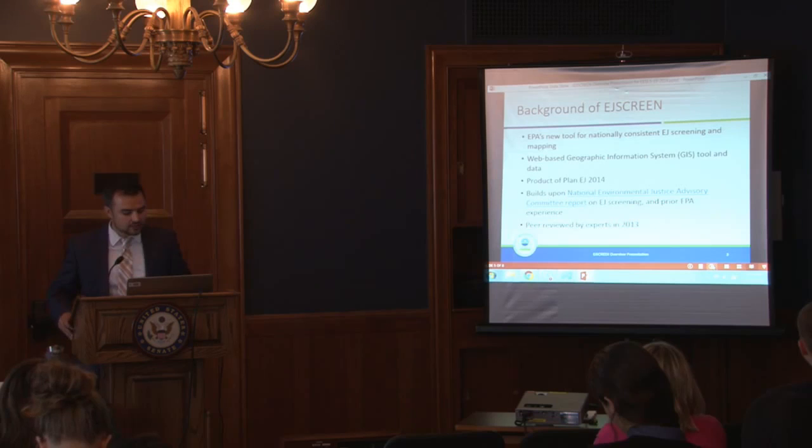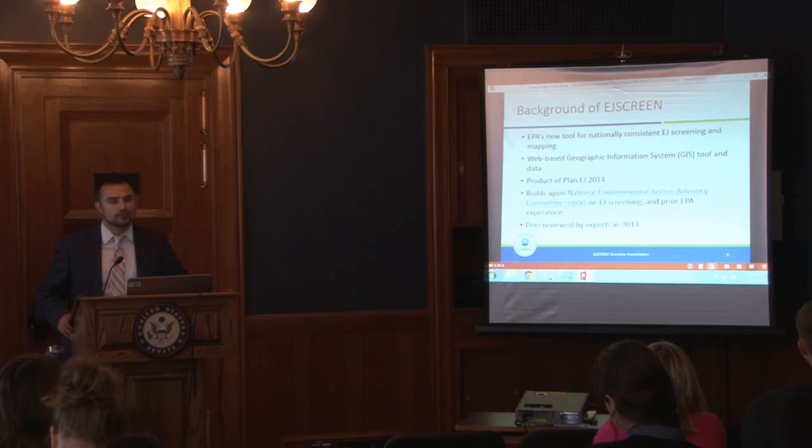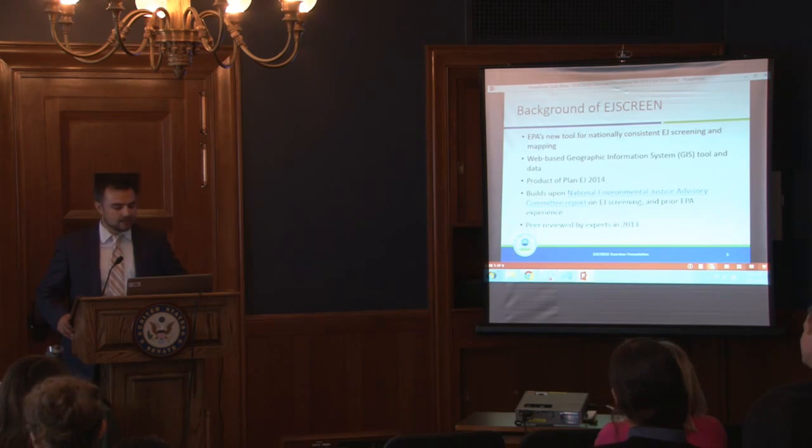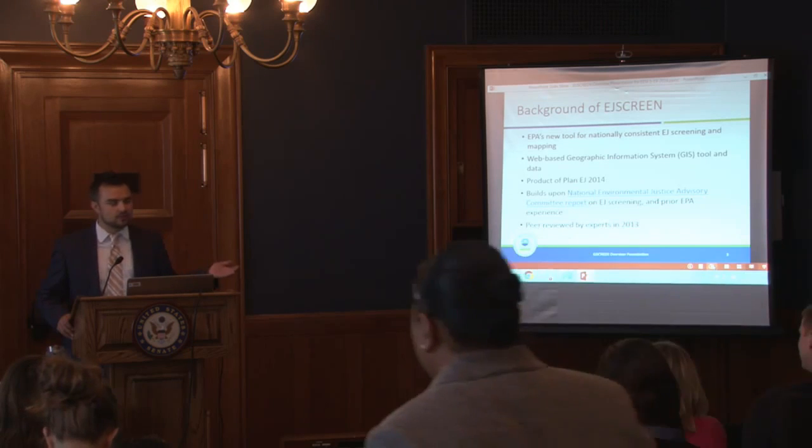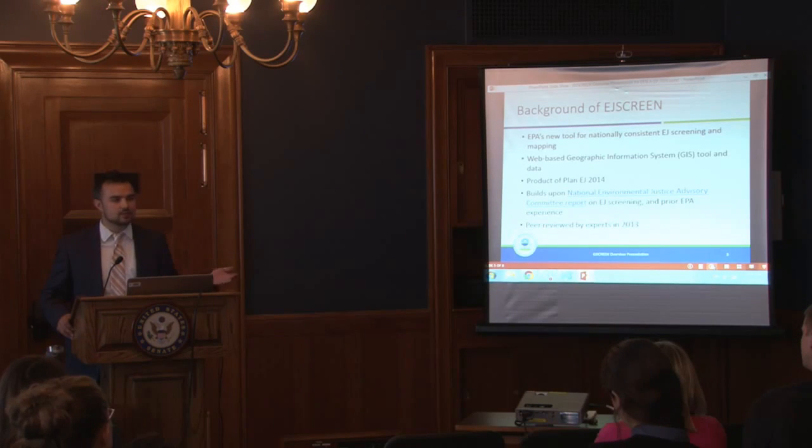And so EJSCREEN, a little bit of background, is EPA's new geospatial data tool for environmental justice analysis. It was released in June of 2015, so it's been about a year now. It's a web-based GIS system. It's really similar to Google Maps. So if you've ever used Google Maps, it's actually based on Bing Maps, but nobody uses Bing, so I just say Google. But you don't have to download anything. You can zoom in, zoom out, you'll see it, but it's accessible. You can pull it up on your phone, so it's pretty cool.